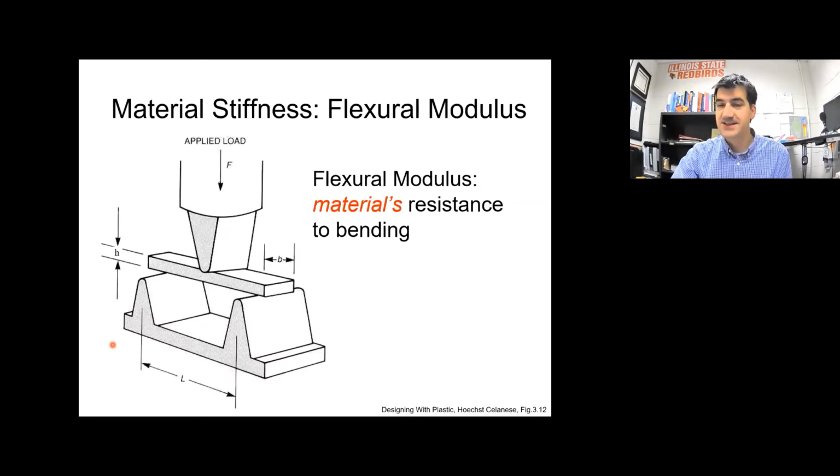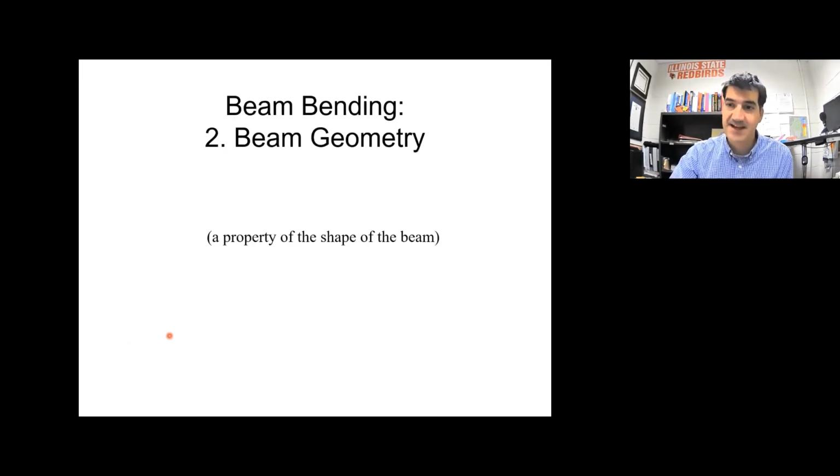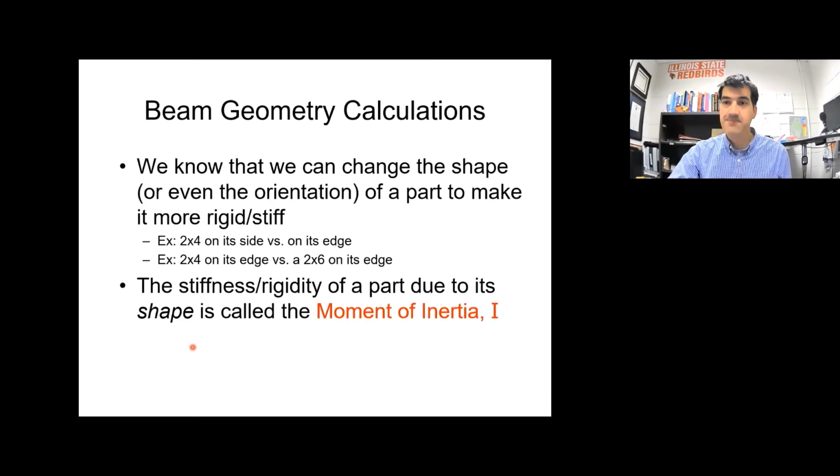So flexural modulus has to do with the material. It's the material property that is the resistance to bending. The next thing we'll talk about is the geometry of the beam. So from the experiment and from playing around in the past, I'm sure that you know that as you change a 2x4 from laying on its horizontal, longer flat side to on edge, then it's different. It gives you a different amount of bending.